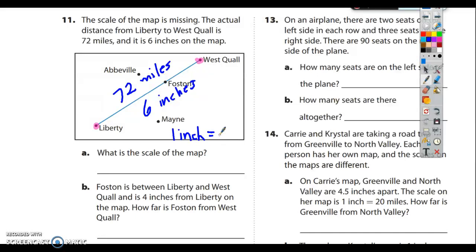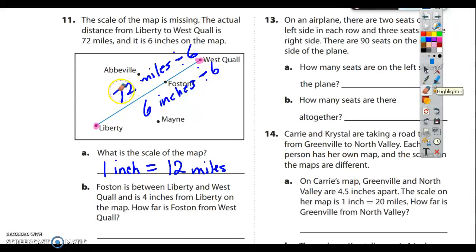So if I look at the information I was given here, it's not simplified. So what I'm going to do here to figure out 1 inch is I'm going to divide by 6. If I divide 6 inches by 6, I'd get 1 inch. And that's what I want. I want to know how much 1 inch is. And if you divide 6 inches by 6, you have to divide 72 miles by 6. And if you look on your multiplication chart, you'll realize 6 goes into 72 12 times. So 1 inch is equal to 12 miles. That's the scale.